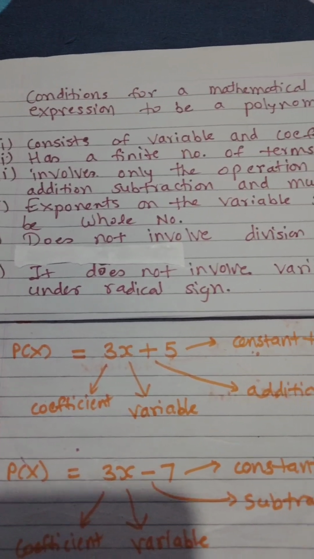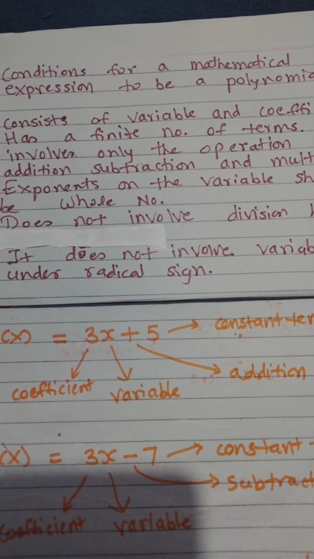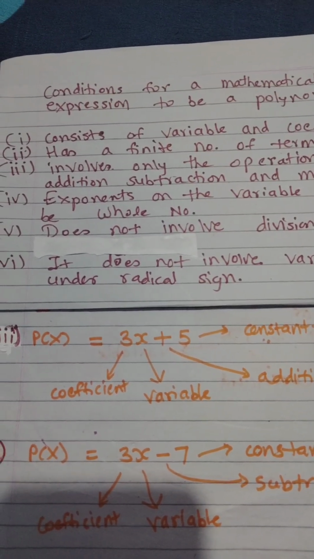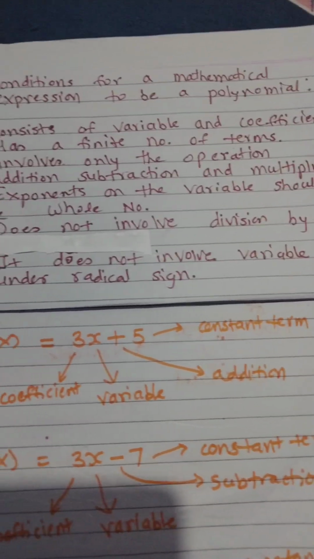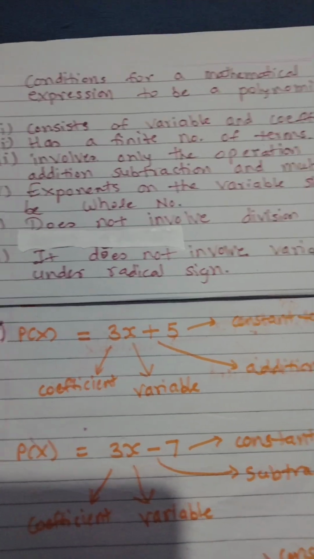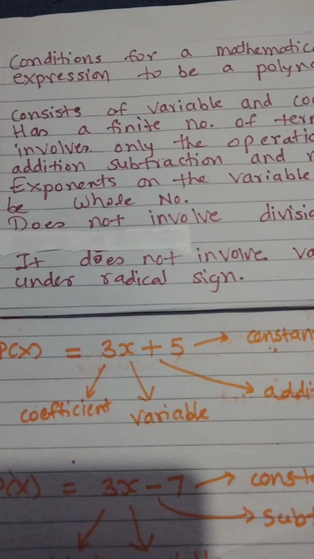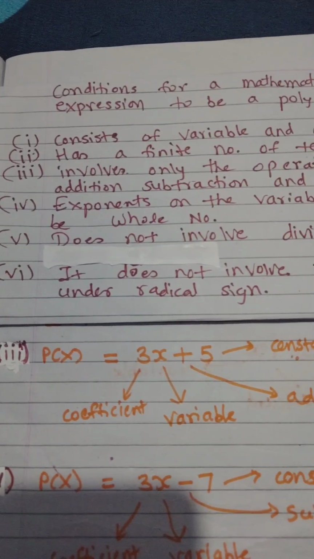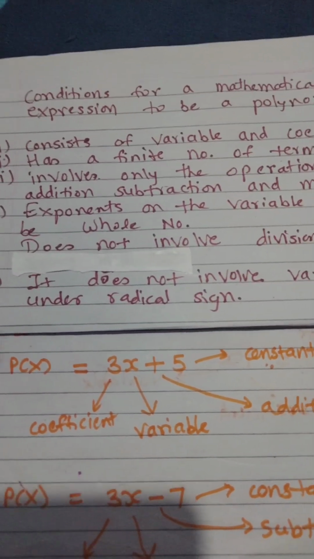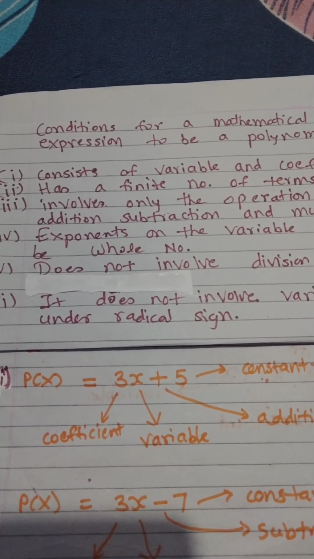It satisfies the third condition also. It involves only the operations of addition, subtraction and multiplication. It involves the addition operation and also multiplication, that is 3 is multiplied by x. It also satisfies the fourth condition that the exponent on the variable should be a whole number. Here x is there, meaning x to the power 1 is there, which is a whole number. It also satisfies the next condition that it does not involve division by a variable. Here there is no division by a variable. Also it satisfies the next condition, it does not involve a variable under a radical sign. Here the variable is x and it is not under a radical sign. So this p of x equal to 3x plus 5 is a polynomial.